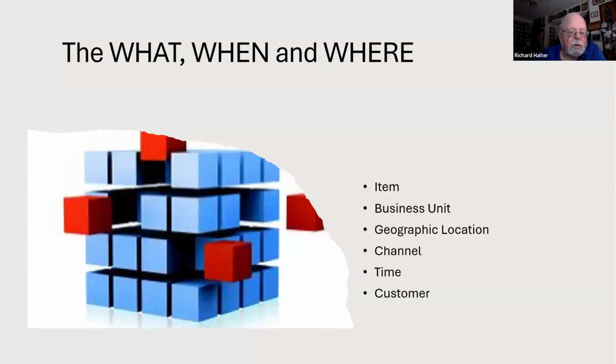So what, when, and where you sell is important. What items do you sell? What business unit do you use? That's your stores. Where's your geographic location? That's an interesting one because if you're like a Walmart, they sell stuff in a Mexican area, and so they want to sell Mexican food and Mexican products to that geographic location. And right next to it, they could have an Asian one where they want to sell things like rice and that kind of stuff. And so they've got to be able to tailor their business to their particular customer location.